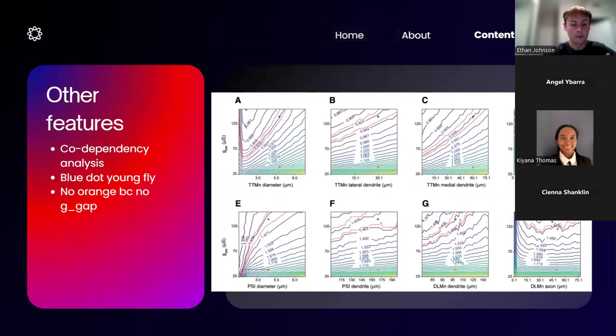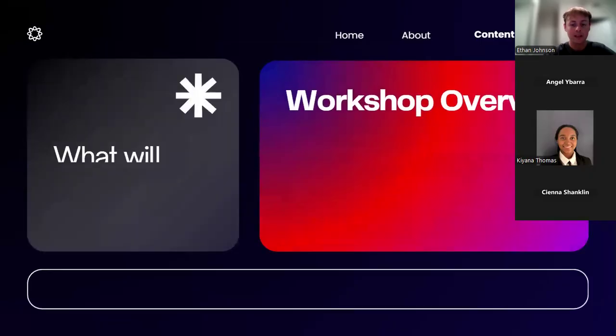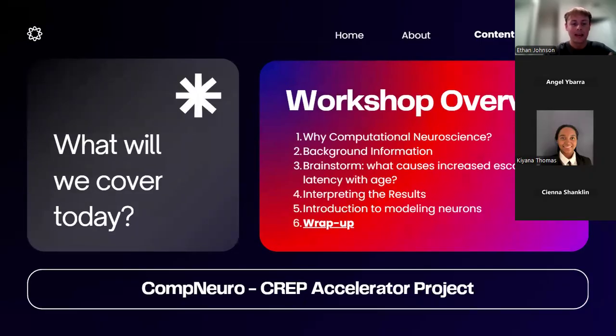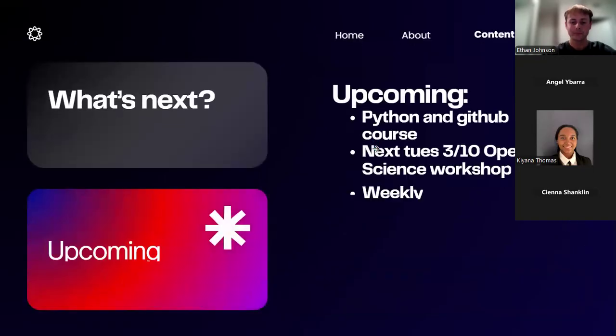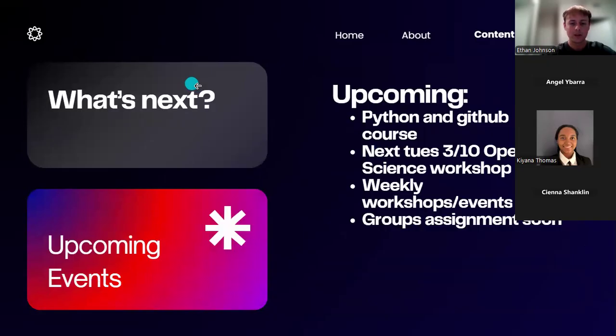So that's an overview of the paper. Again, just some big concept things. We're looking at what things can we change to restore this escape response latency from these old flies back to their younger selves. And we're able to do so using computational neuroscience. So that is it for the paper.